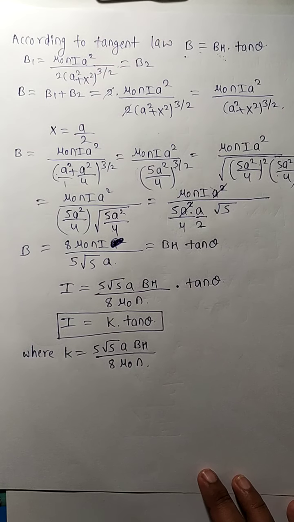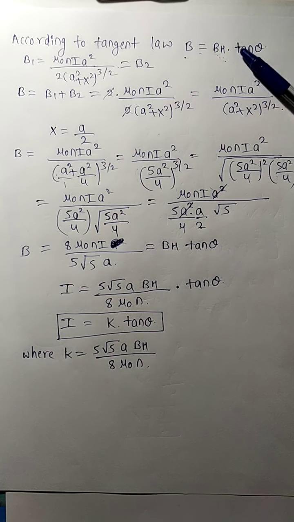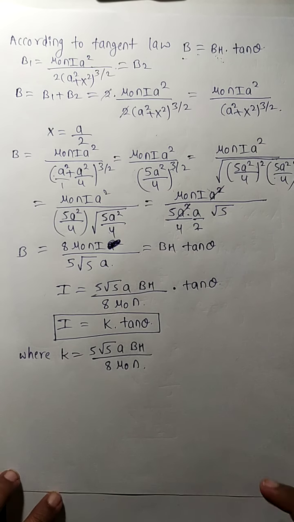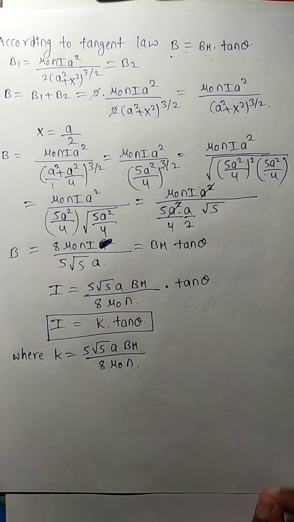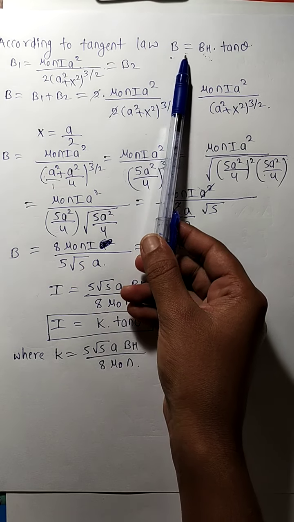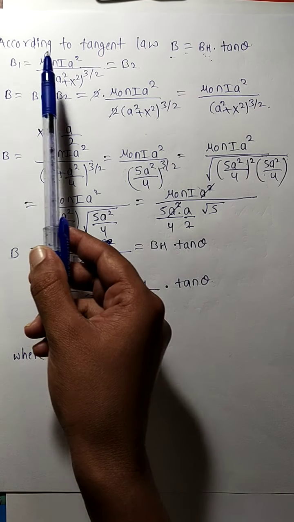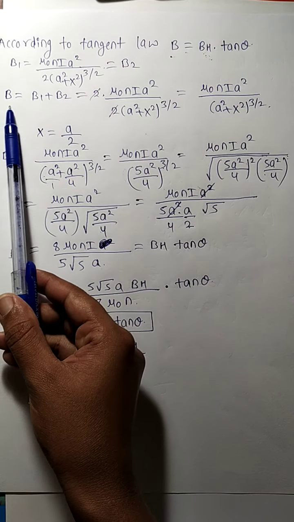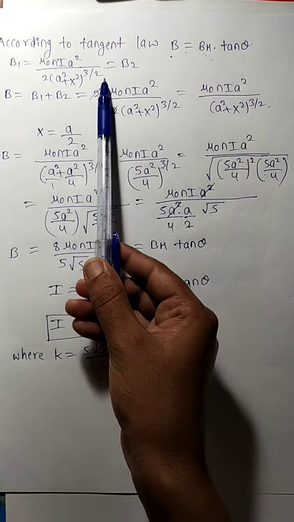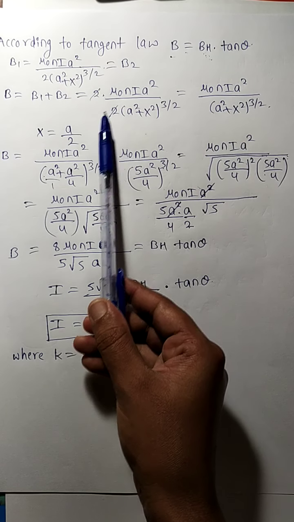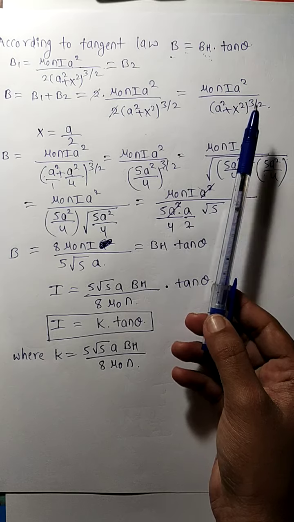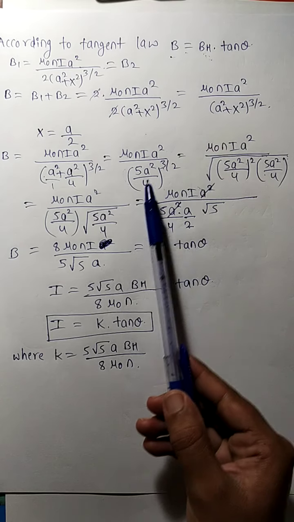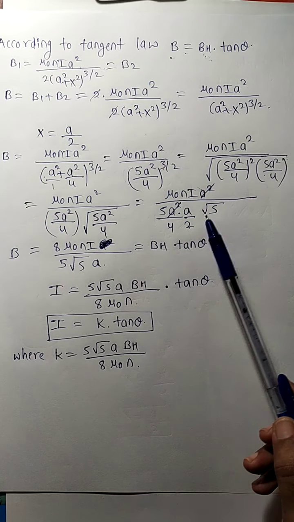And the second part, as we know, according to tangent law, B is equal to BH into tan theta. On this principle only the Helmholtz galvanometer is working. But as we studied, the total magnetic field here is due to both the coils. Due to one coil this is the field, and due to another coil we get the same thing. Now B is equal to B1 plus B2, means this plus this, 2 times we get. So 2 gets cancelled, and you get the quantity. As we just proved, x value should be equal to a divided by 2. So substituting and rearranging, you will get this value.